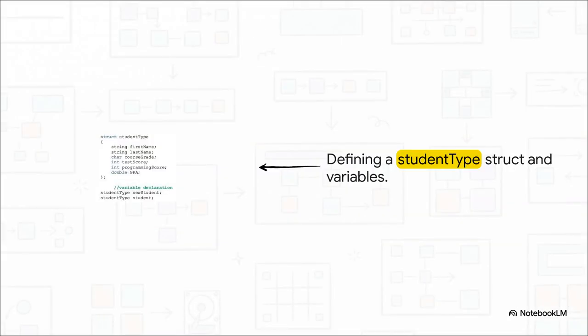And this brilliantly illustrates the concept in action. By looking at this concrete student type example, we can see how completely different types, like strings for names, characters for a course grade, integers for test scores, and a double for the GPA, can all live perfectly together under one cohesive record. Right below the definition, you can see the variable declarations. When we type studentType newStudent, that is the exact moment the compiler finally listens to our blueprint and physically allocates the memory for that specific manila folder.